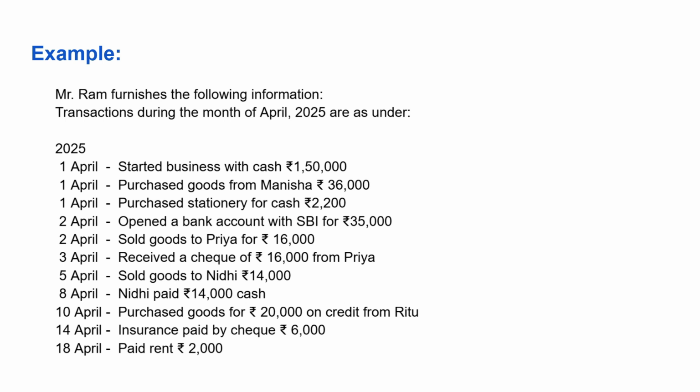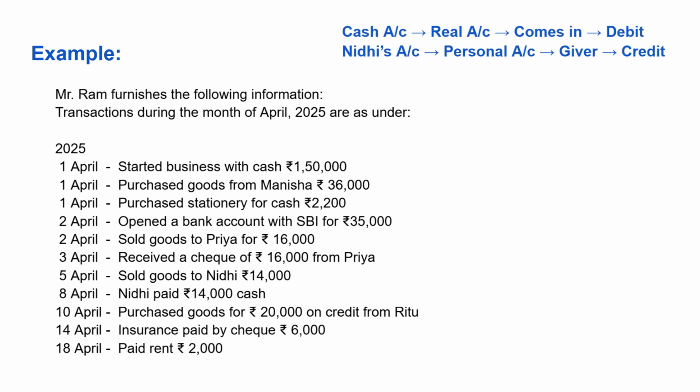Next. 8th April, received cash from Nidhi 14,000 rupees. On 5th April, we sold goods to Nidhi, and now we are receiving cash from Nidhi. Here the two accounts affected are cash account and Nidhi's account. Cash account is real account, and cash comes in the business, so it is debit. And Nidhi's account, Nidhi is person, so it is personal account. And Nidhi is the giver of cash, so it is credit.